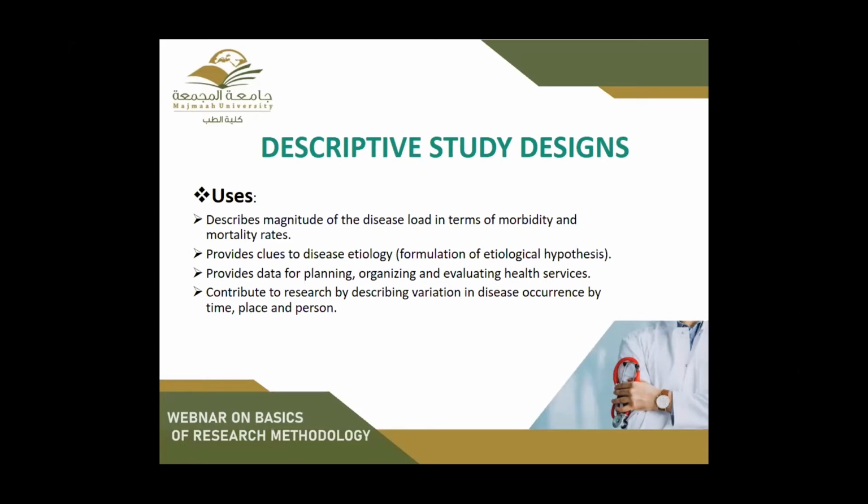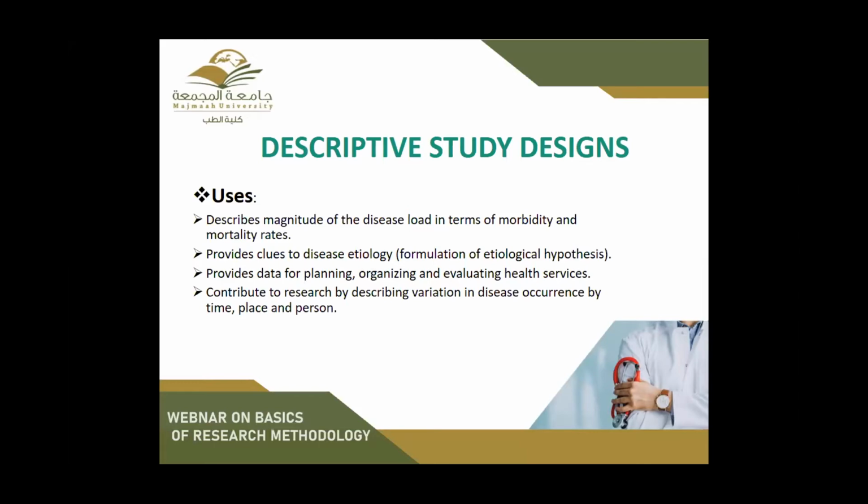It provides clues to disease etiology. Because I know now, for example, that deaths from COVID-19 usually happened in people with chronic disease. So this gives me a clue to the reason for the death in COVID, that it may be due to old age, or due to chronic disease. So when I observe and collect data, I can know the magnitude of the problem, and then what may be the cause of this problem.